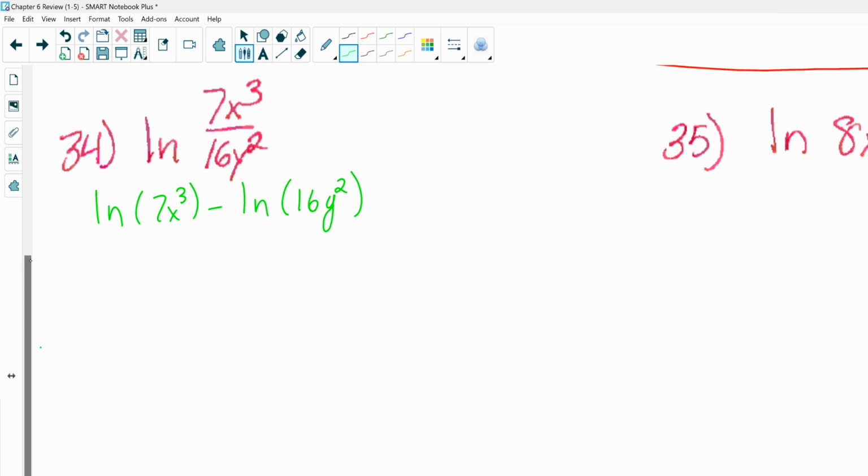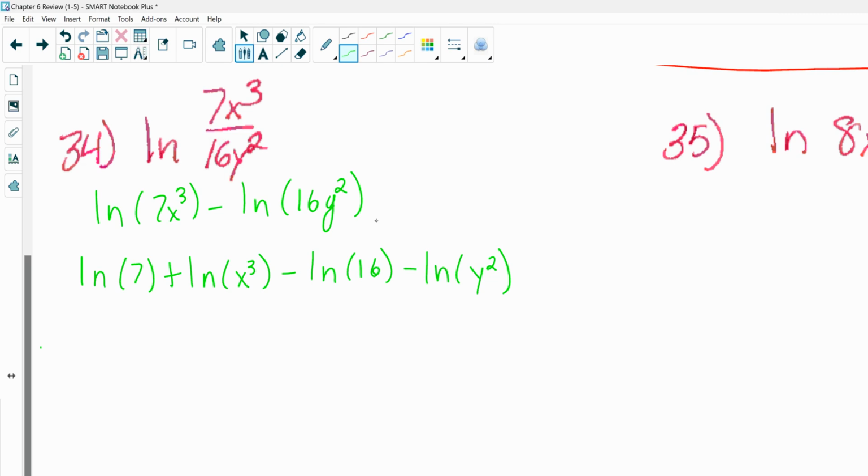Now with this here, we know that the natural log of 16 and the natural log of our y squared, when we break this up, should both be negative. Because they're both on the bottom, they should both have a minus in front. So when we do the product, 7x cubed on top, it'd be natural log of 7 plus the natural log of x to the third. Then we'd have minus the natural log of 16 minus the natural log of y squared. Both of those will have a minus because both of them are in the bottom.